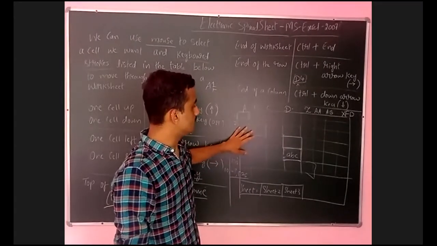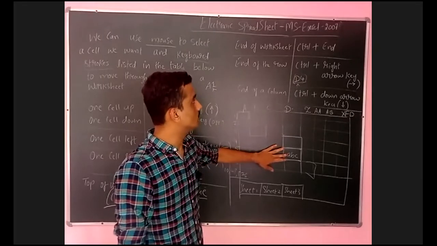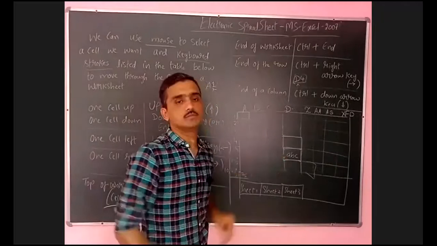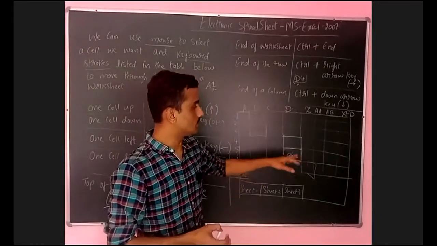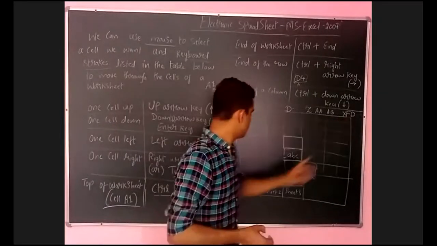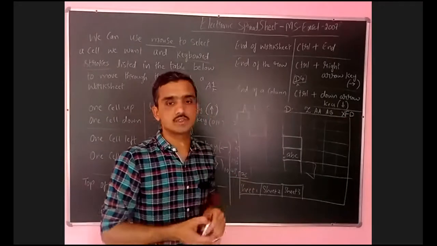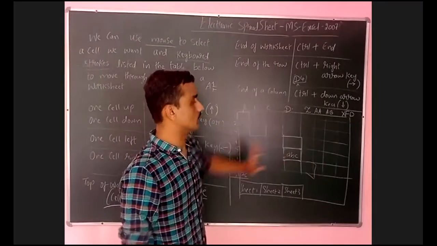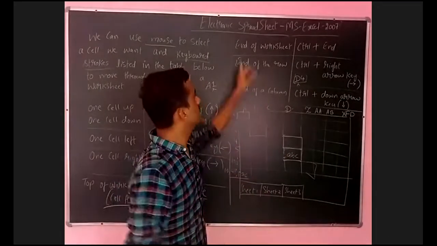Control plus End moves to the end of the worksheet. Sorry, end of the worksheet means where we have stopped typing. It is not like the last row of Excel, 10 lakh 48,576 rows, not like that. It means where we have stopped writing or typing. That is the meaning of end of worksheet.